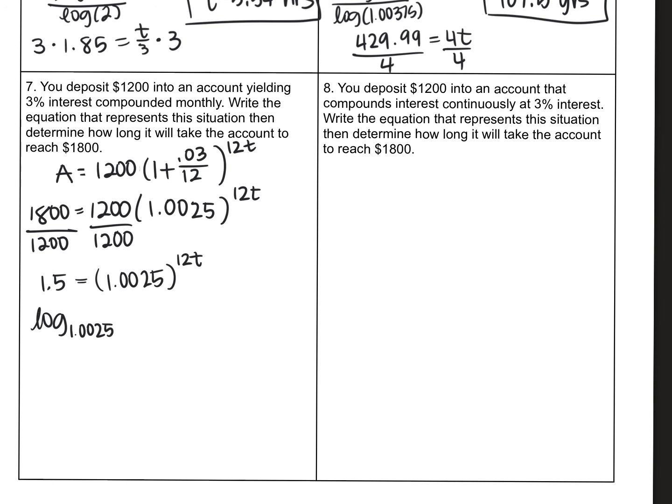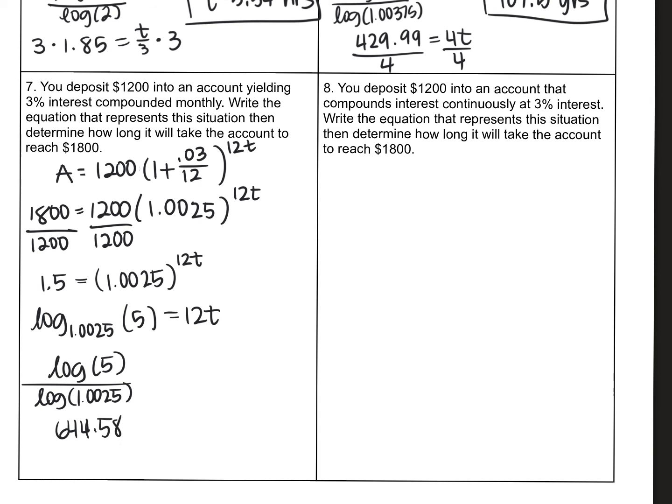Converting to logarithmic form, we get log base 1.0025 of 1.5 equals 12t. Change of base. We're going to get 644.58 equals 12t. Then we're going to divide by 12. And we get 53.71 years.